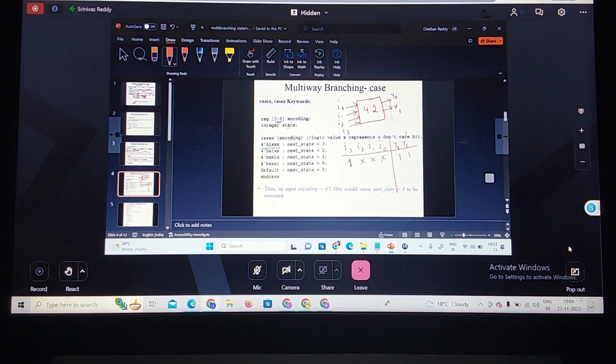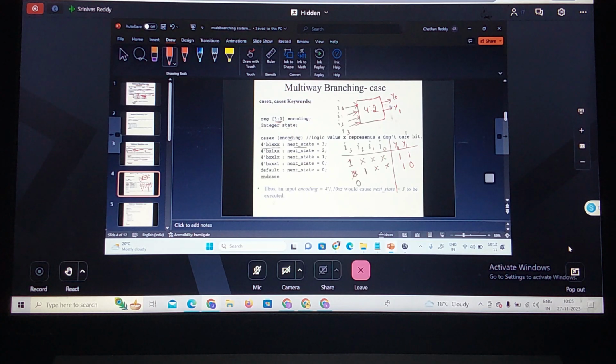4'b1XXX. What is the next state I am writing? The next state is nothing but 3. 3 in binary means 1, 1. Did you understand? Now how to represent the encoding for the next one? If my MSB bit I3 is 0 and I2 is 1, irrespective of I0 and I1, this will be encoded as 1, 0, which means 2. Is it clear? Or if you take XX also, no problem.